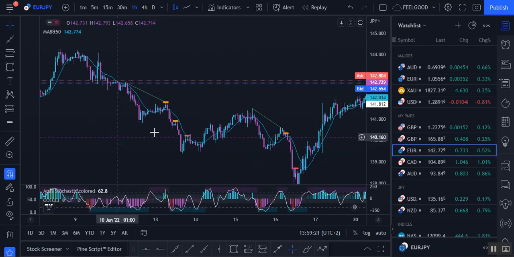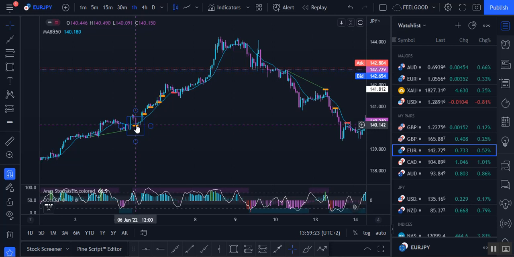Okay, so right here I entered right there. My stop loss was here. My stop loss moved to there. My stop loss moved to there. My stop loss moved to there. My stop loss moved to there.